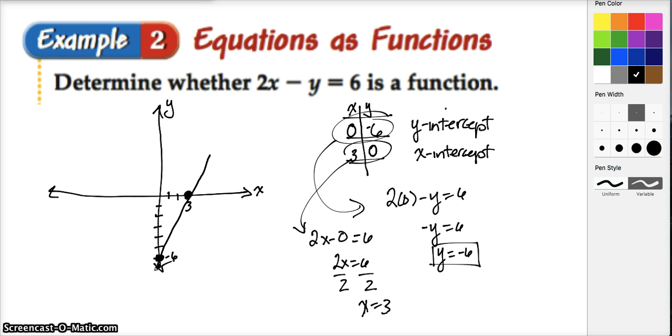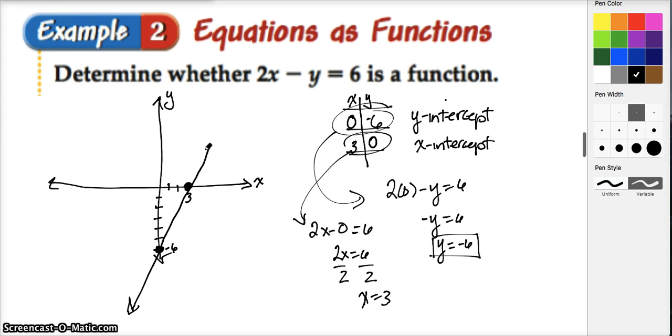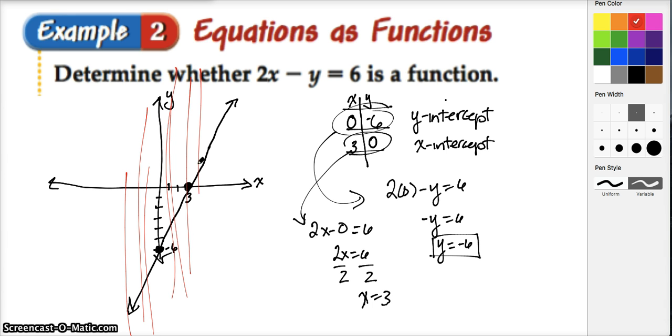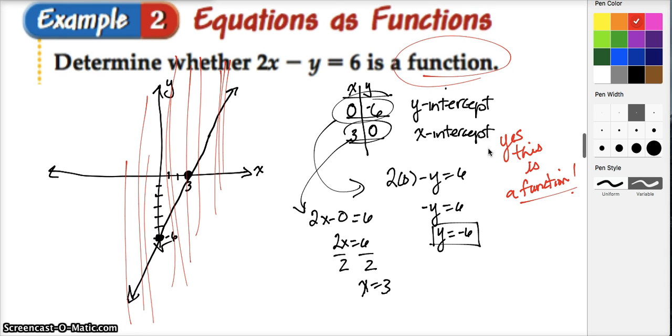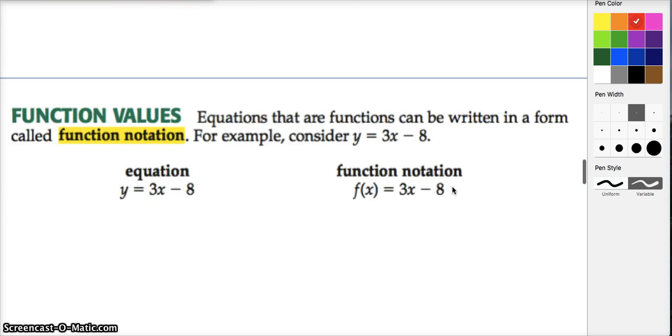This line represents this linear equation. Now I can go through and say, all right, vertical line test, just drawing vertical lines. And as you see, this is definitely a function. Yes, this is a function because it passed the vertical line test. All right, so we've proven that this is a function. Let's go on to our next example.